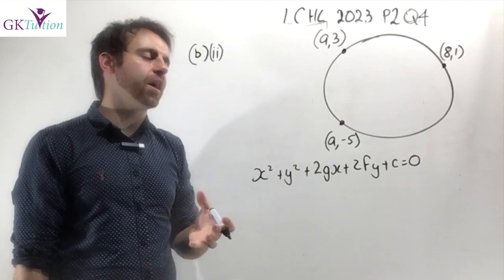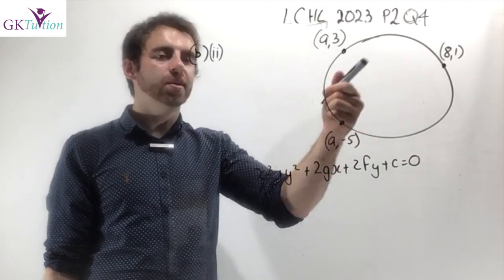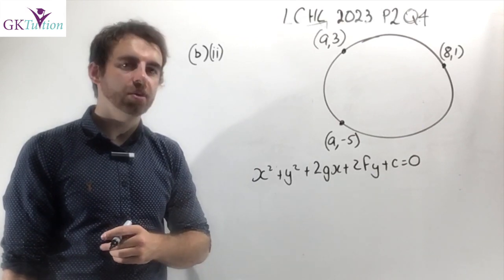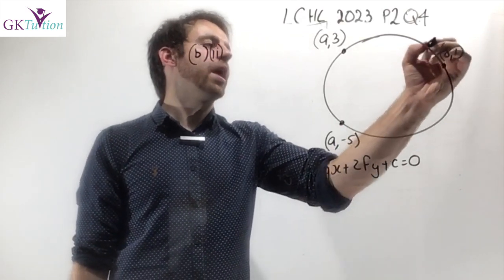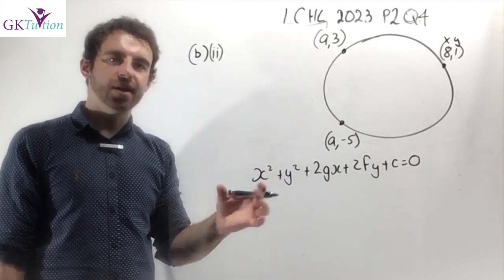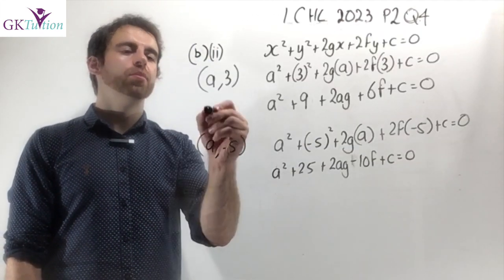Well, the easy answer to that question is we're just going to sub in the points. I know the point (8, 1) is on this circle, so I can just sub it in. Instead of an x, I can sub in an 8. Instead of a y, I can sub in a 1. So let's start there. So I've gone ahead and I've subbed in my other points.